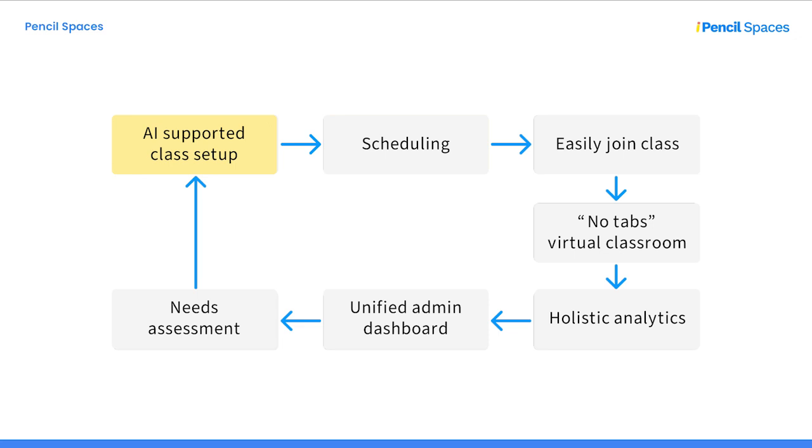Then we've got the scheduling built in, which NYIT is not currently using, though we hope to get them integrated with Slate, which I know they're using. And then that just makes it really easy to join class. You've got the No Tabs virtual classroom. It helps you generate the attendance and the data that you're looking for to optimize what's going on in those classes. And it really is just an entire ecosystem that makes the whole thing really, really smooth and seamless.